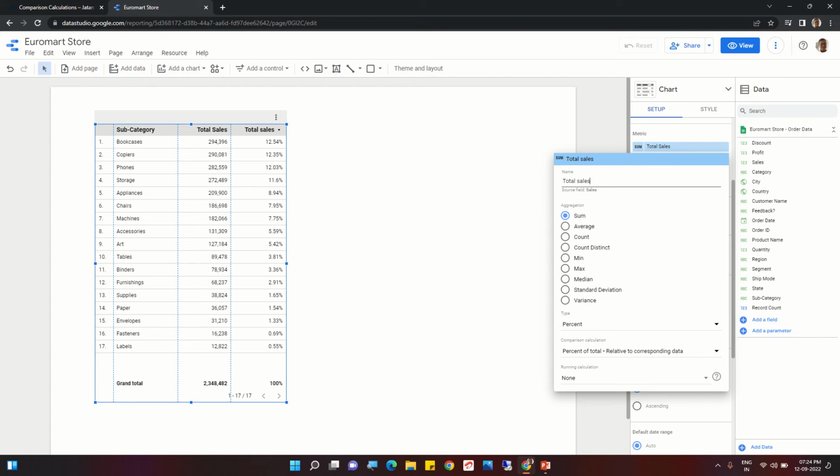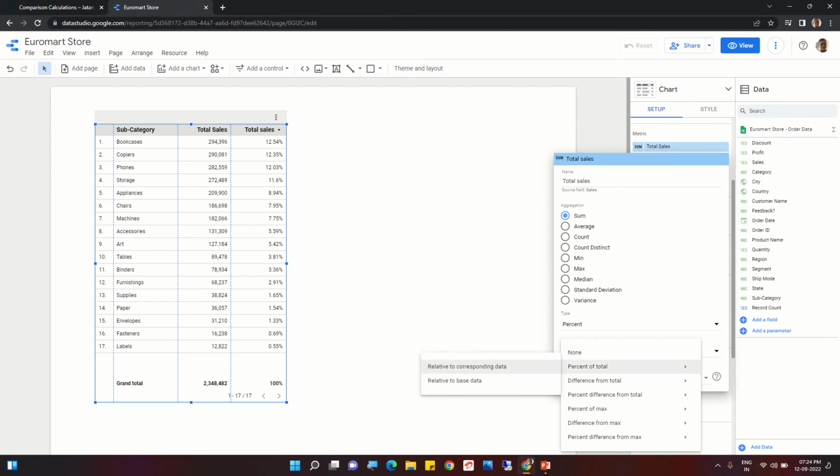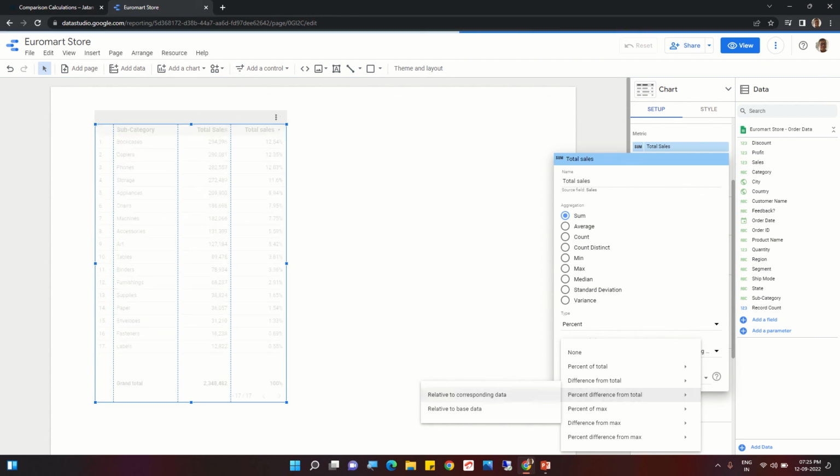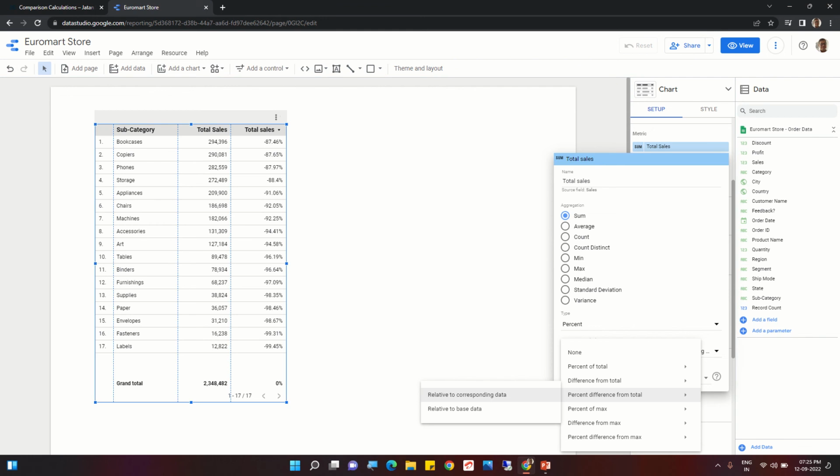Since we have selected descending order, the data is already in descending order. Let us learn another feature. This percentage of total is frequently used. Then another feature is percentage difference from total. What is this percentage difference from total? Suppose, take for example, the subcategory, it is 294396 minus this. This is the percentage that we have got, and it has come in percentage because we have selected percentage.